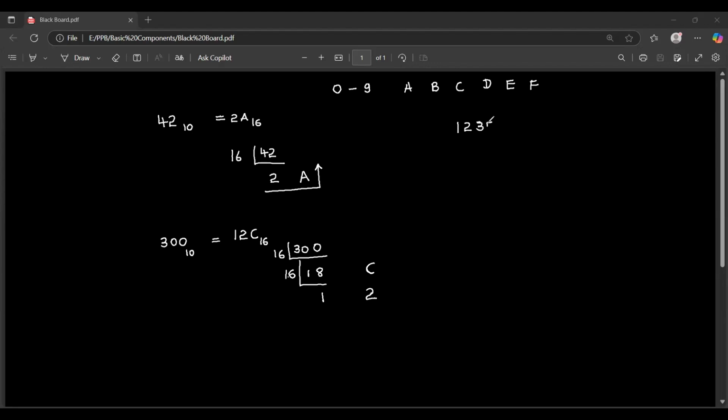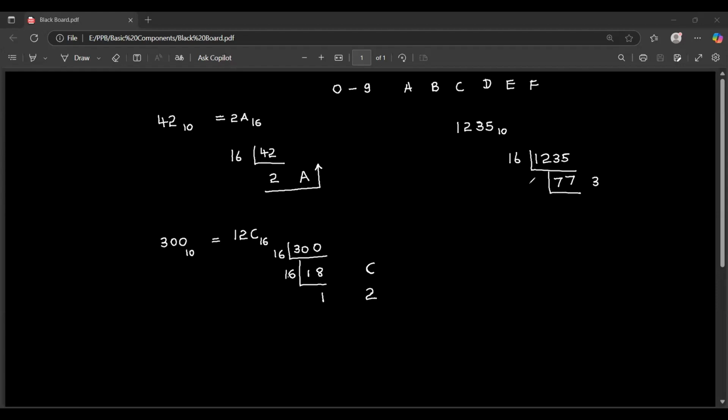Now let's try a bigger number, 1235. I'll divide it by 16 first. If I divide it by 16, I will get 77, since 7 times 16 means 112, and 115 minus 112 will be 3.